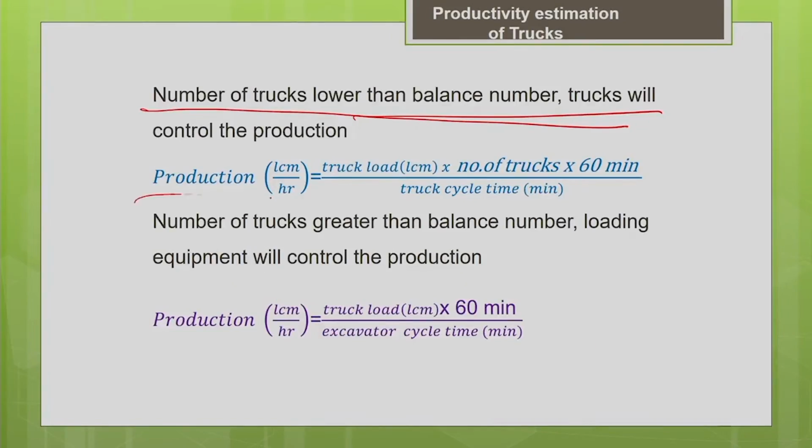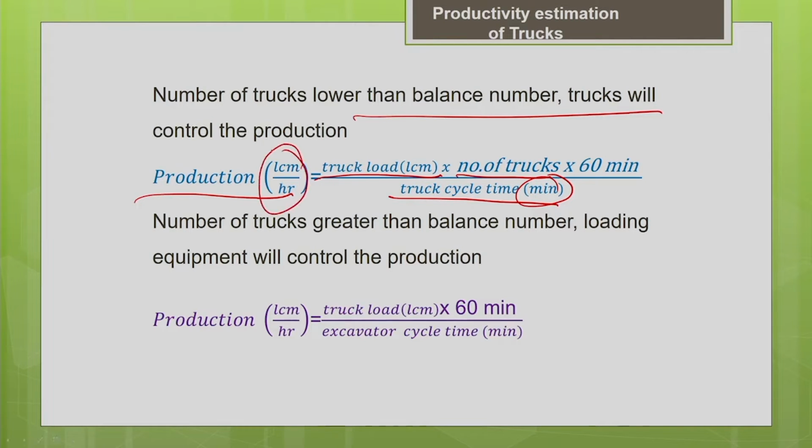So how to estimate the production in this case? Truck load multiplied by number of trucks divided by the truck cycle time. Here I have taken the truck cycle time in minutes, so I am converting it into hours, because I need the productivity in loose cubic meter per hour. So I am just multiplying by 60 minutes.